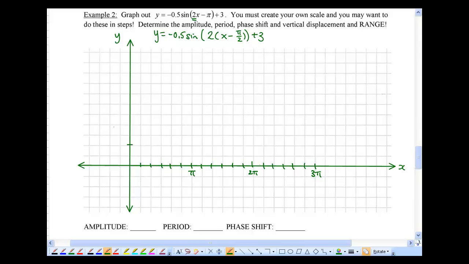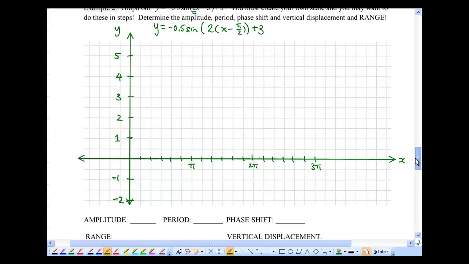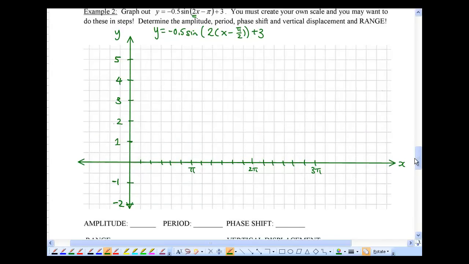I think I'm just going to use 2 squares for 1. 1, 2, 3, 4, 5, -1, -2. Okay. So I set this up for you. I'm going to ask you now to identify all these things: amplitude, period, phase shift, vertical displacement, and range too. And I'm also going to get you to graph this out. One last thing before I leave you. Remember our good friend Bert. All right, see you in a bit. Get to work.